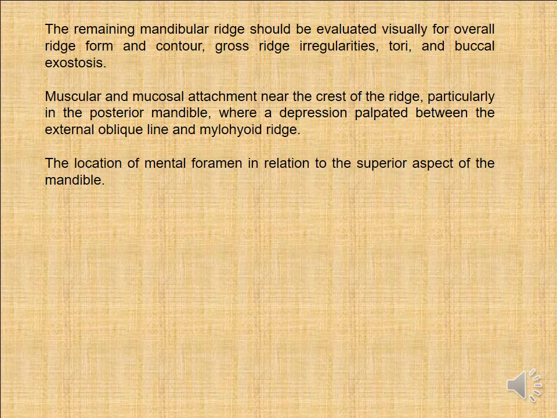The muscular and mucosal attachment near the crest of the ridge, particularly in the posterior mandible, where a depression is palpated between the external oblique ridge and the mylohyoid ridge. If the vestibule is shallow due to resorption or another process, and there is a huge amount of external oblique ridge and mylohyoid ridge, you must relieve these two ridges and then make a denture for good support and stability. The location of the mental foramen in relation to the superior aspect of the mandible: if the mental foramen is at the top of the ridge, you must relieve the nerve and then make a denture.